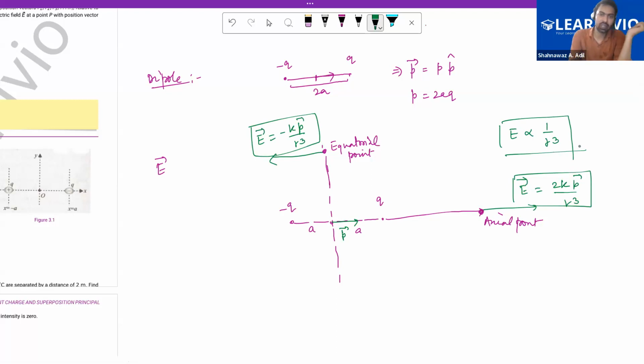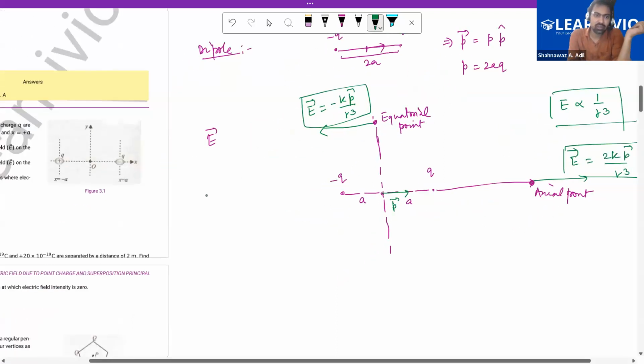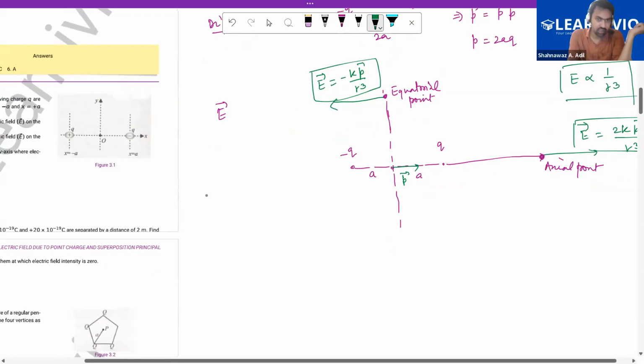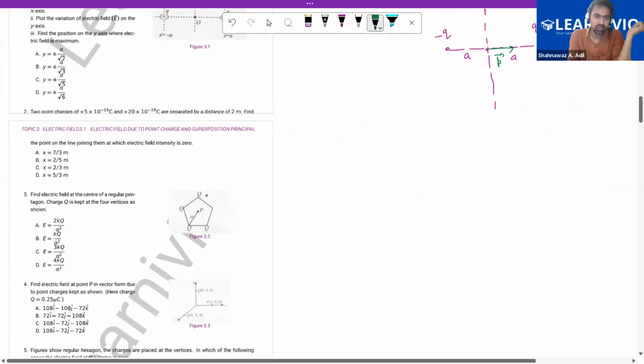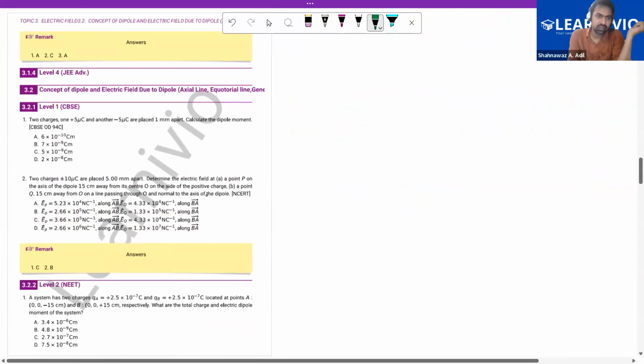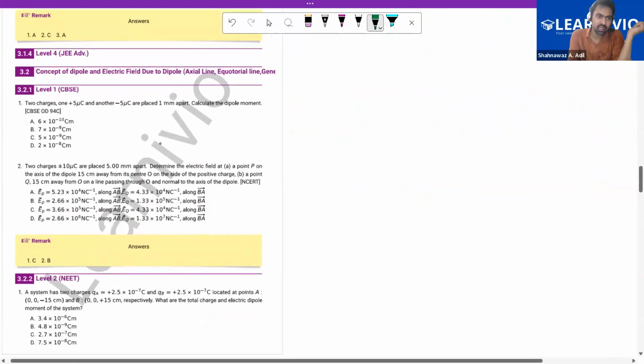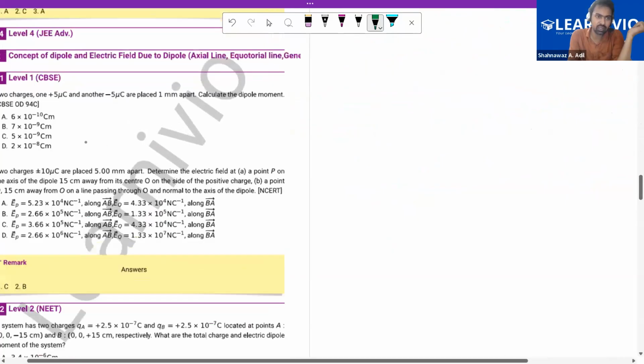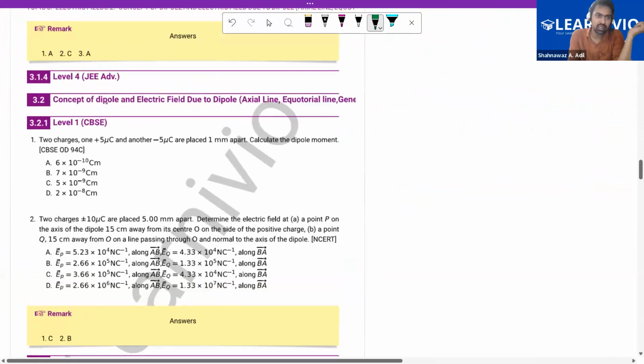Okay, so let me ask you a very simple question, which you can do very easily. Calculate this first question. This is related with the dipole. Please calculate this first part and tell me what answer you get.